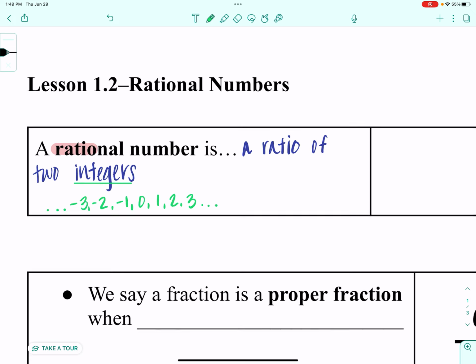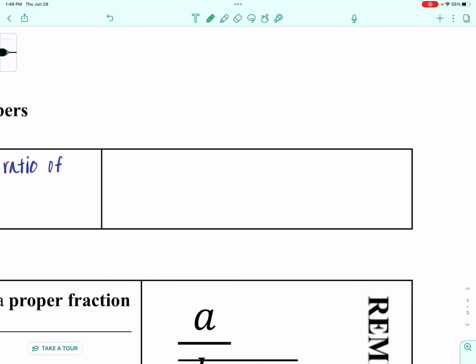A rational number looks like maybe 1/2. Or it could be -3/4. It could be +6/1. That 1 makes any number a rational number.